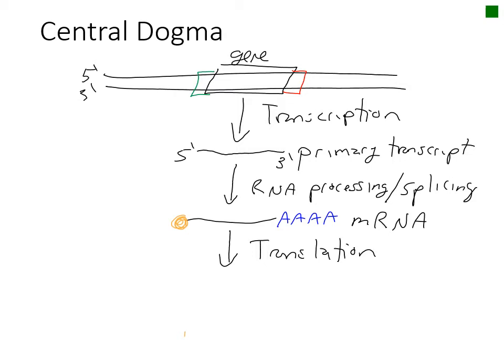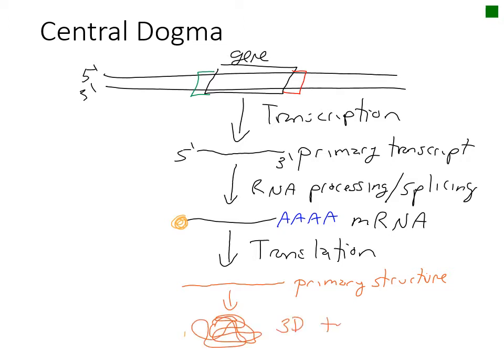The messenger RNA will be translated to its proper amino acid sequence, forming the primary structure of the protein. That primary structure will then undergo protein folding to form up into its 3D shape, or the tertiary structure.